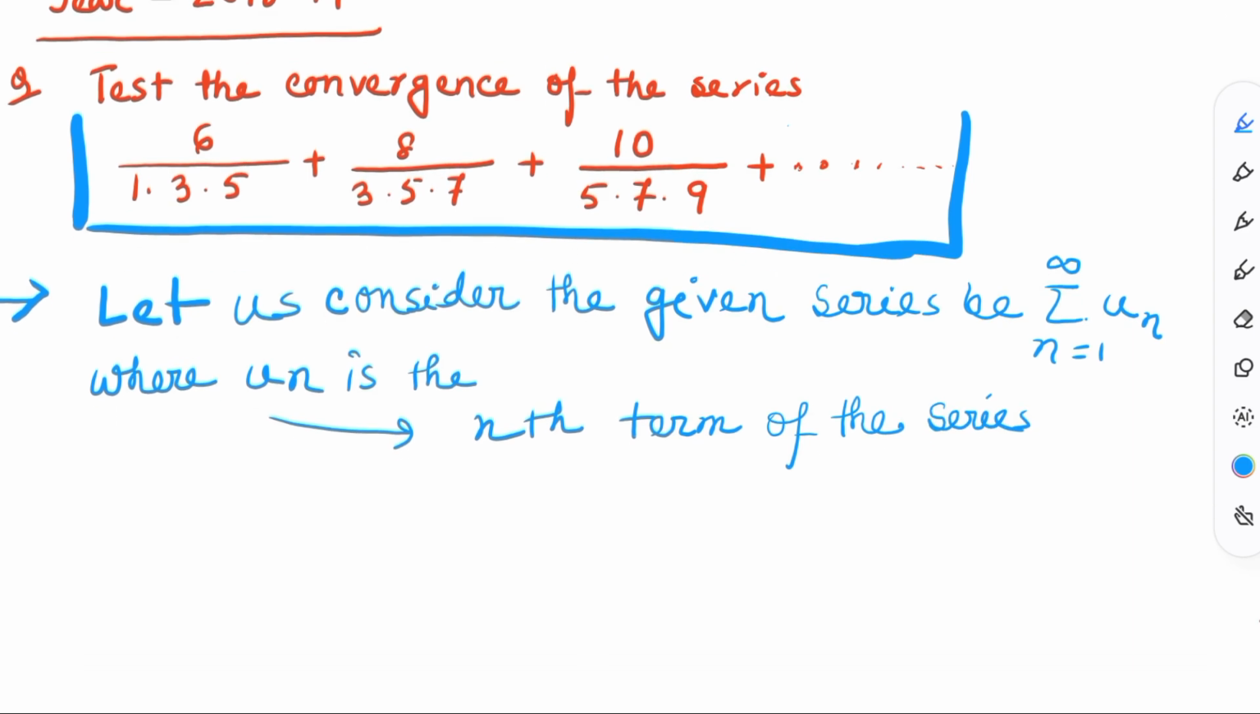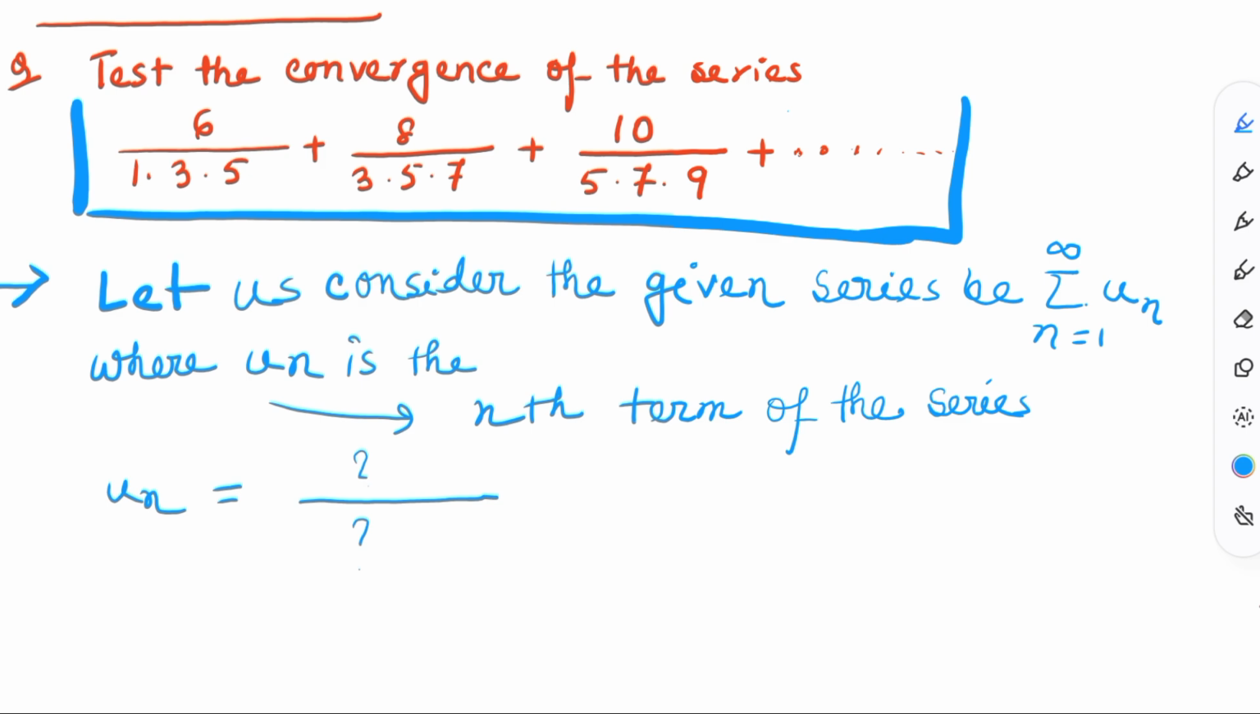Now, we have to write the nth term by looking into the given terms. See here, the first term, second term, third term, each of these terms are in fraction format. So, the nth term must be of fraction type. That means we have to write the numerator and we have to write the denominator. Now, what will be the numerator and what will be the denominator, and how can we write this numerator and denominator from the given terms?